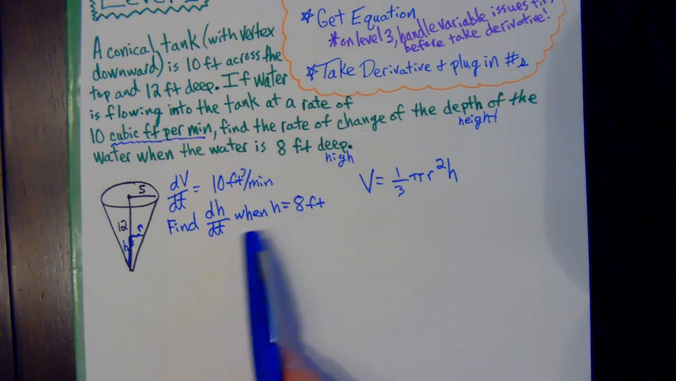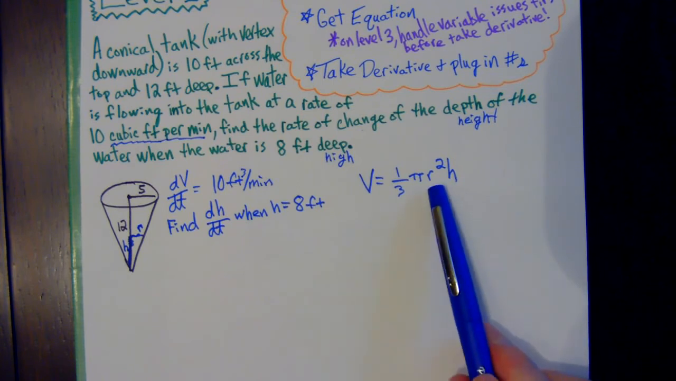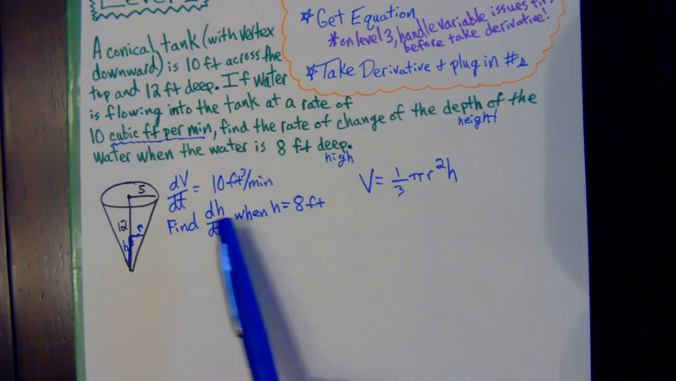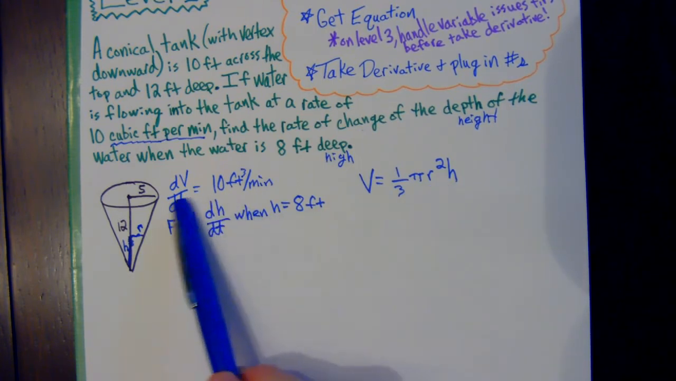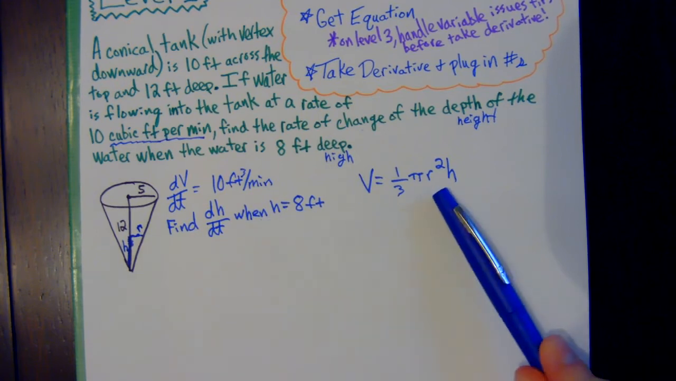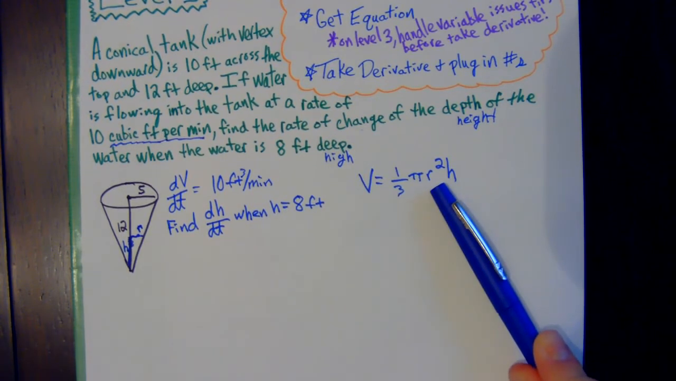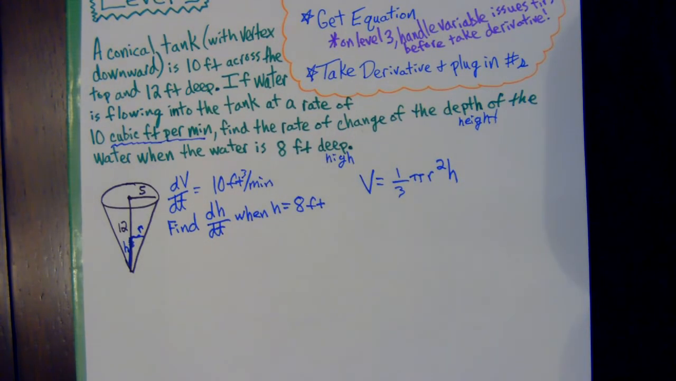Well, the h's and the dh/dt is fine, but here's the problem. You got this variable in there, you know diddly squat about an r or a dr/dt. So that variable is a problem. It must go away before we take the derivative. That's what we're gonna do, okay? So that's why this is a level 3 problem. Not that it's crazy complicated, it's just you gotta do an extra step before you're ready to take the derivative.